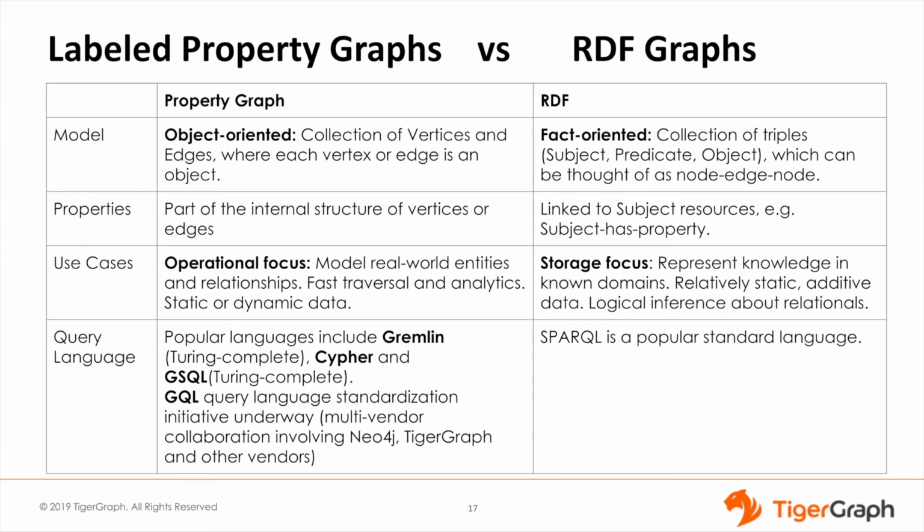Please note that labeled property graphs and RDF graphs are very complementary and are used for different types of use cases and datasets. RDF graphs are used for datasets that are shared widely or publicly, such as knowledge repositories that are relatively static or where the data isn't updated very frequently. Labeled property graphs are meant for static as well as dynamic or frequently updated datasets.